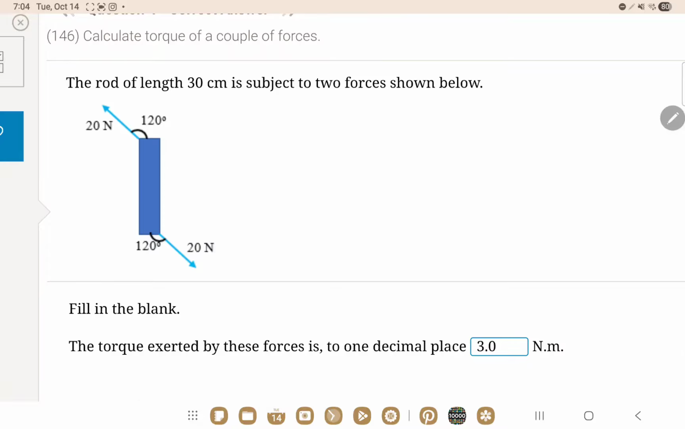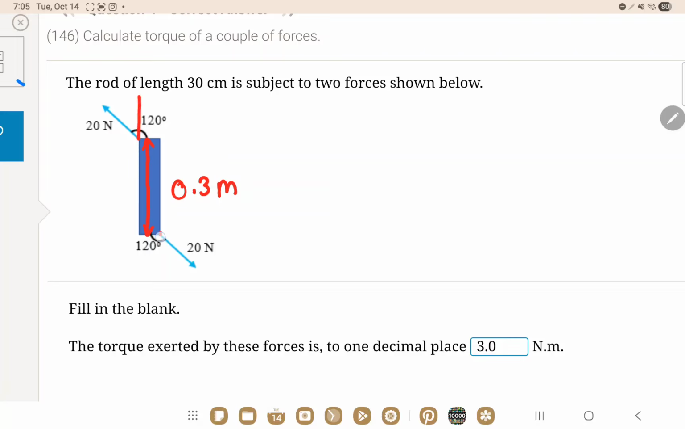So here we have a rod of length 30 centimeters. This 30 centimeters means it is at a length of 0.3 meters. So let me change the color. From here to here is 0.3 meters. Now, we can see that we have two forces acting in opposite directions at equal magnitude, right? Which means we have a couple. But this time we have a couple that is at an angle. So we have to find the distance.